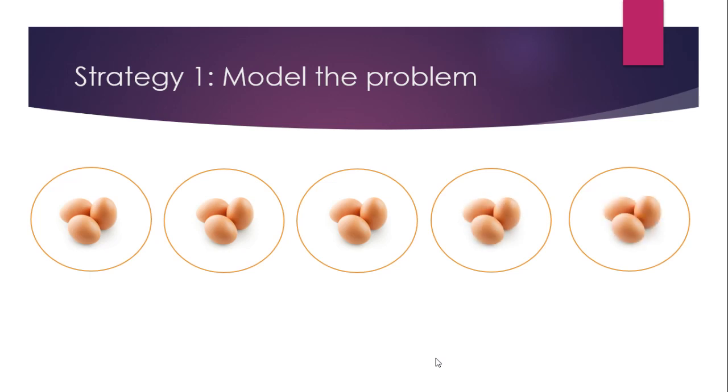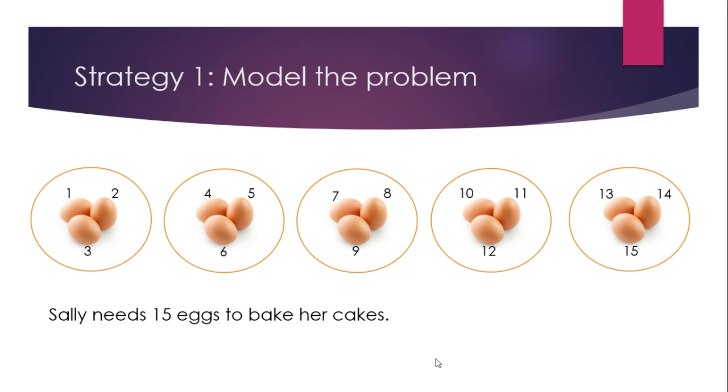When we finish that, the next step is just to simply count all of the eggs. And we can do that rather quickly by saying 1, 2, 3, 4, 5, 6, 7, 8, 9, 10, 11, 12, 13, 14, 15. And as you can see, Sally needs 15 eggs to bake her cakes.